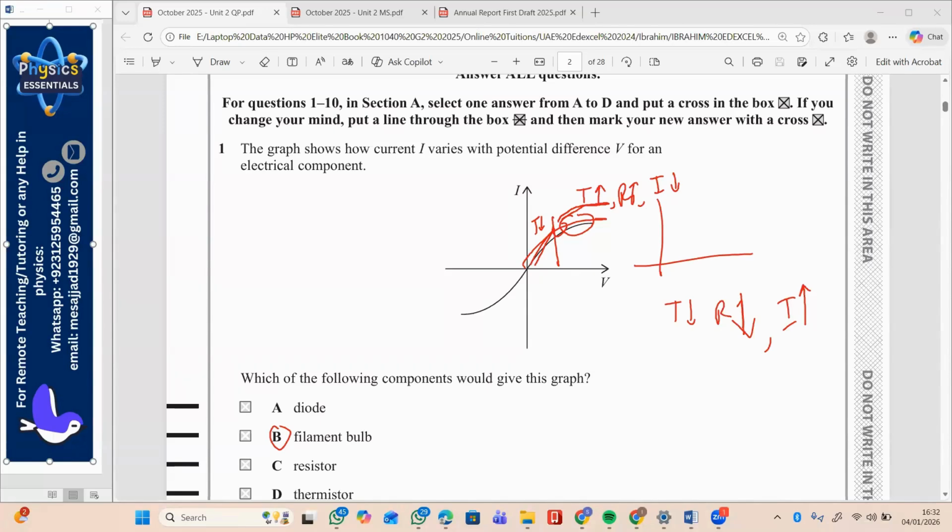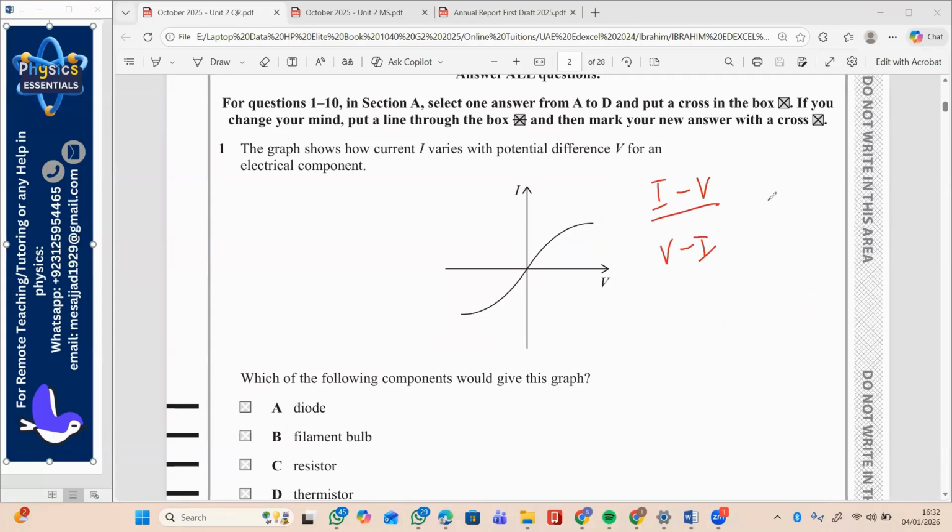Question number 2. One thing that you need to be very careful with, there are two kinds of graphs that you can see in Edexcel, either IV or VI. So if it is IV, then the graph is this one, okay? And if it is VI, then it is this one. So for the IV graph, the filament looks like this, but for the VI curve, it should be something like that, okay? So you have to be careful with that. So it is quite opposite to each other.